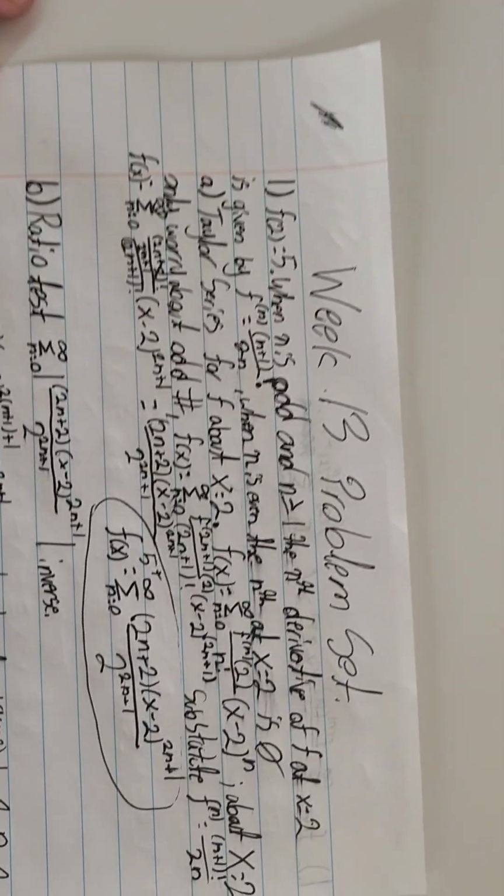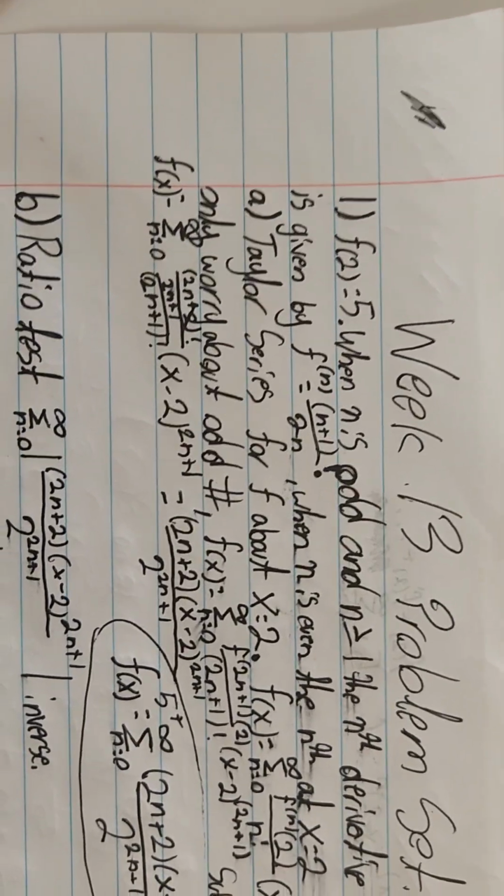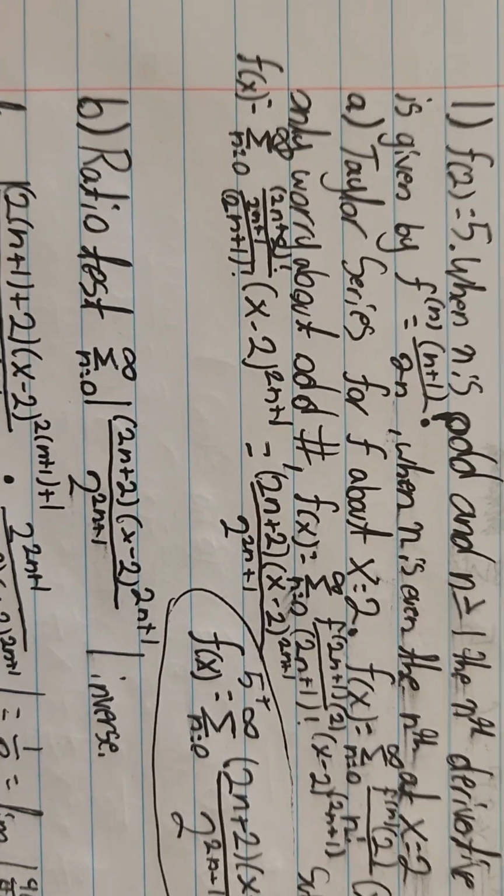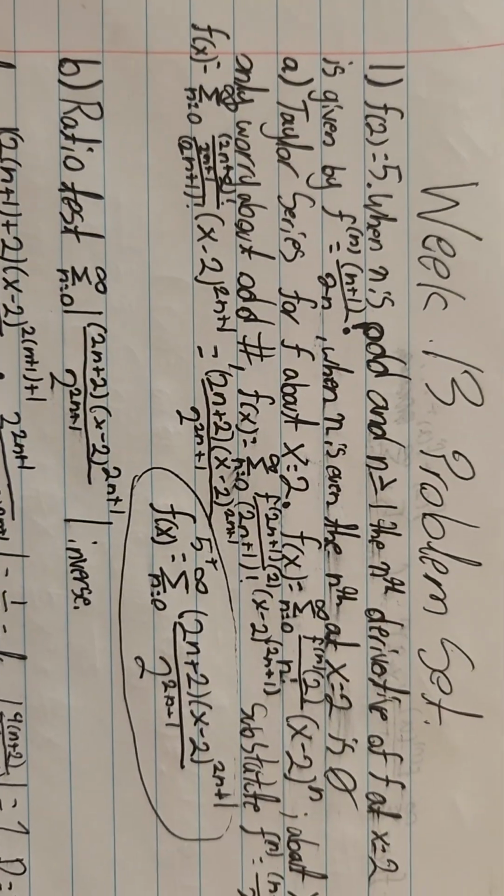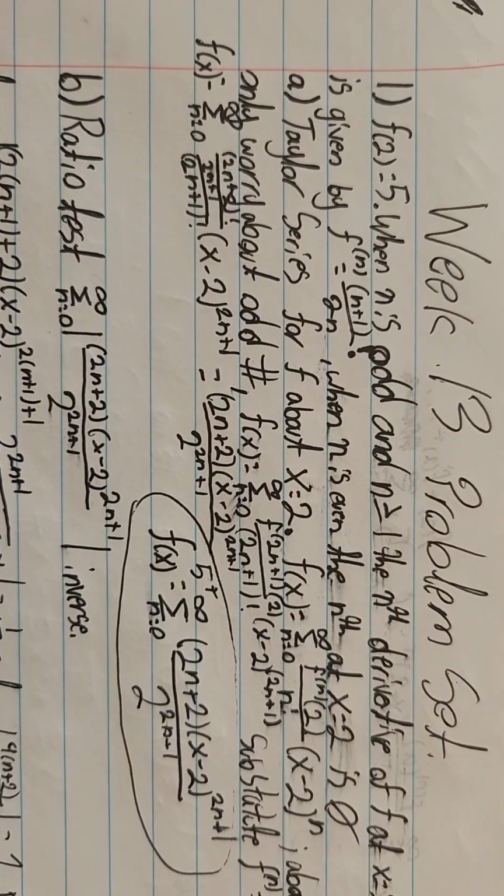Okay, I was worried about running out of space, so I didn't write out the entire equation. I just wrote out the key details so that I'd know what I was working on. But starting with number 1, we're given the information that f of 2 equals 5 when the nth is odd.